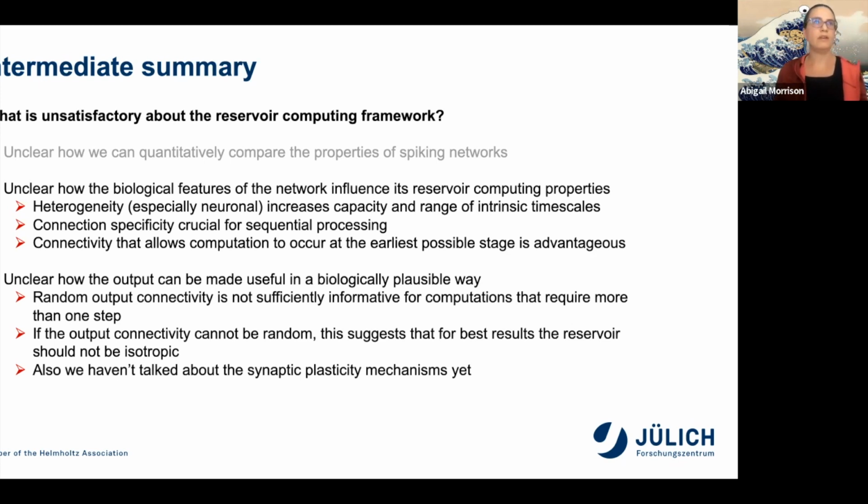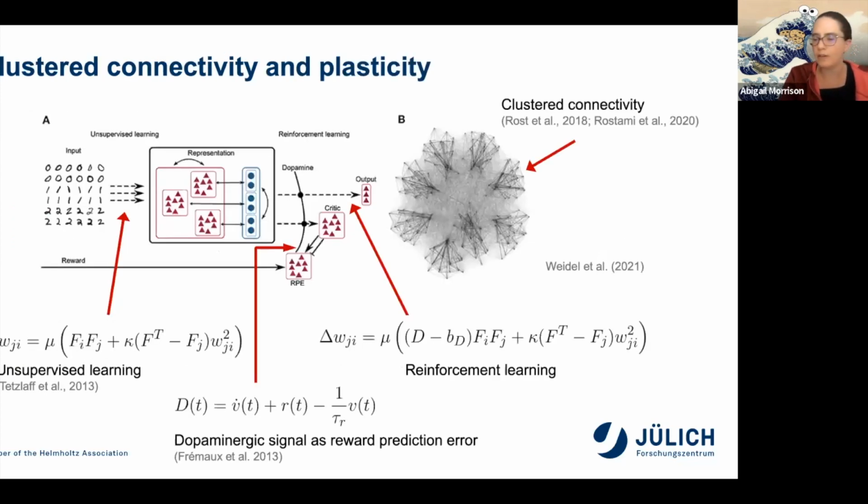So the final thing that I'd like to talk about in this particular topic is how the output can be made useful in a biologically plausible way. And as we've seen that random output connectivity is not sufficiently informative for computations that require more than one step, that suggests that for best results, maybe the reservoir should also not be isotropic. And we didn't talk about synaptic plasticity mechanisms. So this is the final study that I'd like to talk to you about with respect to spiking neural networks.